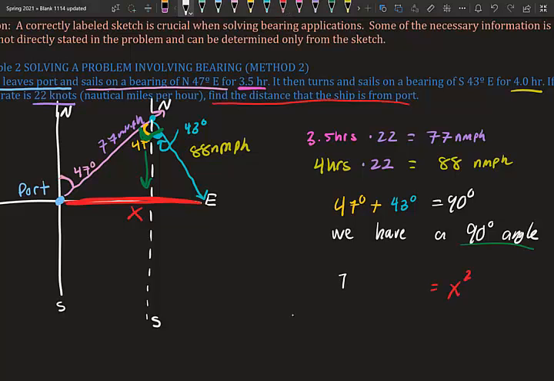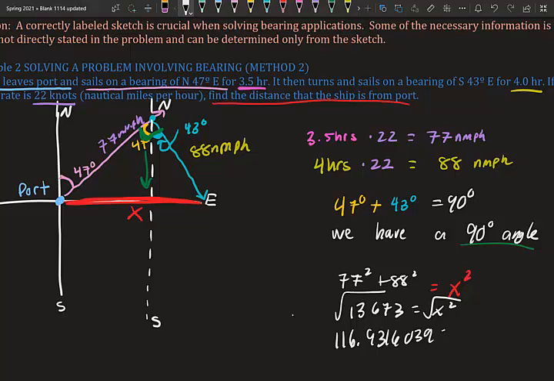So we have 77 squared plus 88 squared. 77 squared plus 88 squared, we get 13,673 equals x squared. Square root it, and we get 116.93160039 is approximately x. So how many significant digits do we have?